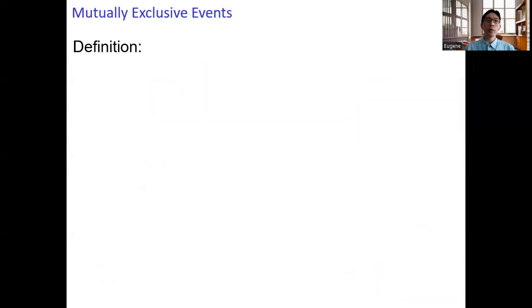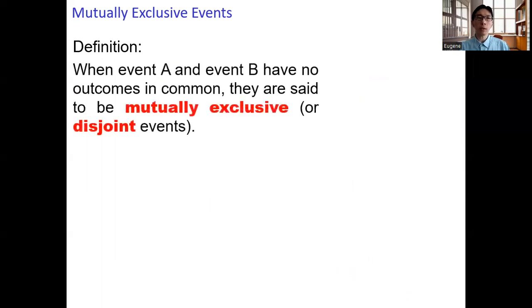Next, we move on to the definition of mutually exclusive events. So what is the definition? When event A and event B have no outcomes in common, they are said to be mutually exclusive, or we use the term disjoint.